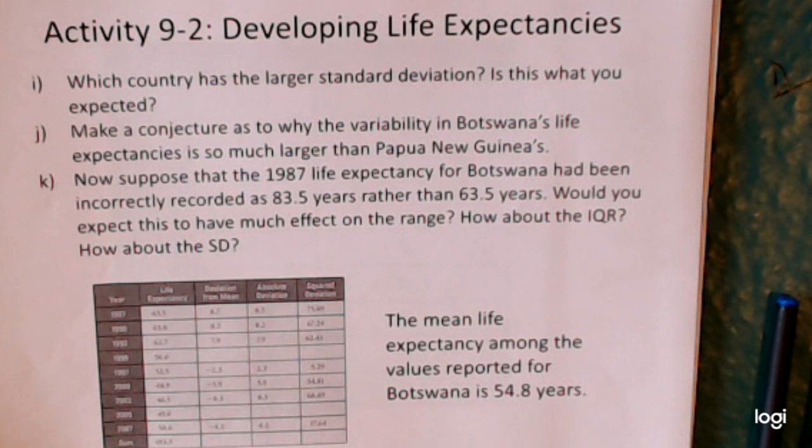Remember what we said about the range and its susceptibility to outliers? Yeah, that 83.5 is going to make a difference, right? How about on the IQR? No difference at all, right? Because the IQR is resistant to outliers. What about the standard deviation? That one you might have to think about, right? It's going to change the mean, and we know the mean is susceptible to outliers, so there is going to be an effect there as well. That makes sense? So the range and the standard deviation are susceptible to outliers. The IQR is very resistant.